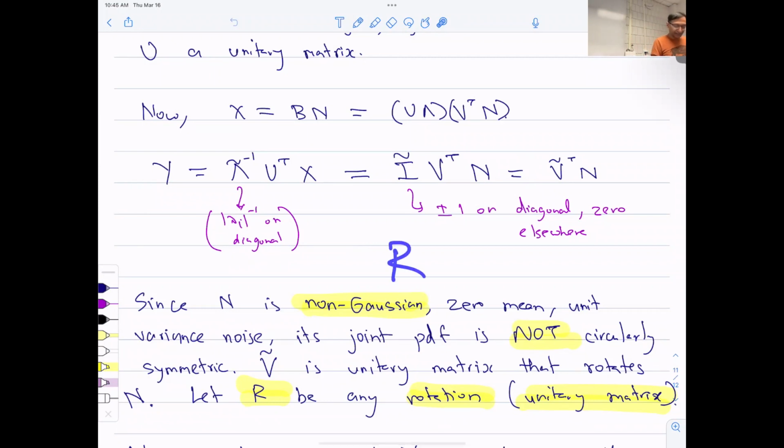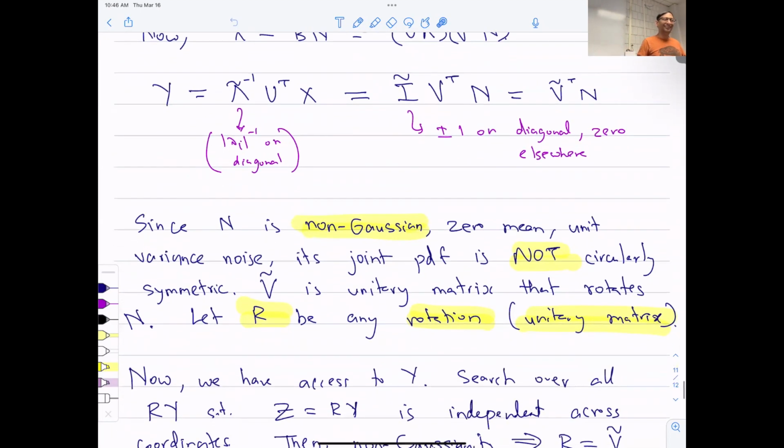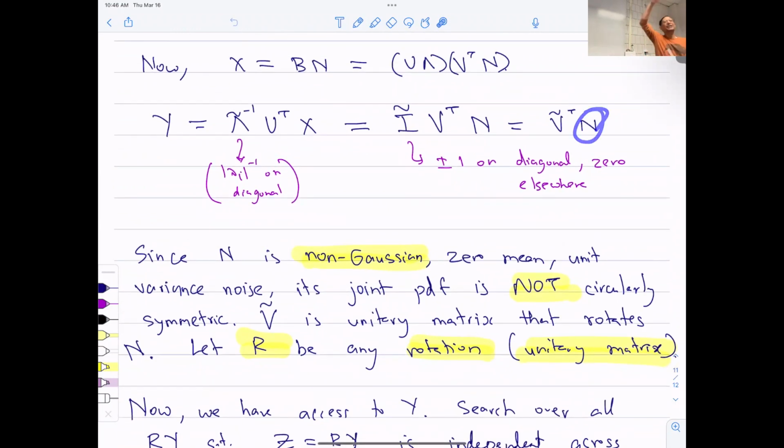Hit Y by every possible rotation. For every rotation, check whether RY are independent across components. Non-Gaussianity implies that R must be V tilde transpose inverse. V tilde is actually unitary, so it should be V tilde. Because N is independent across components, when I rotate it, they will no longer be independent and non-Gaussian. So Bernardo, hopefully this answers what property we're really looking for when it's non-Gaussian. If one component is Gaussian, is it good enough? I'm not sure, but we can go back and check.